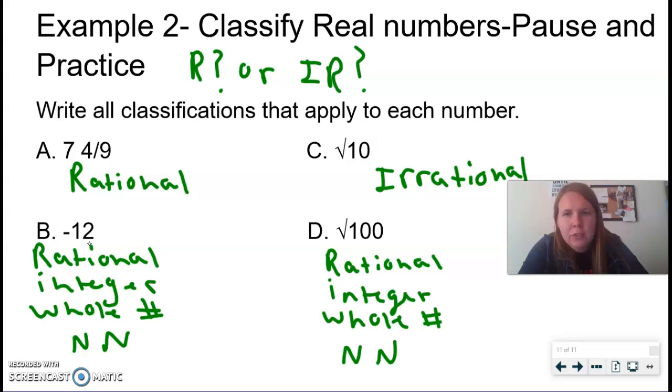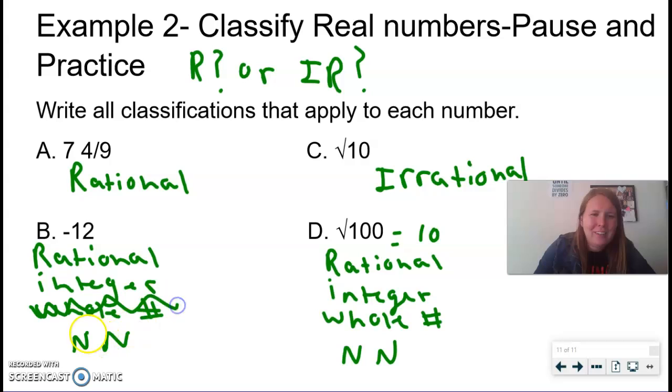C then is the square root of 10. That's not a perfect square, so it's automatically irrational. And D is a perfect square. It is the square root of 100, which equals 10. 10 then is a rational number. It's an integer. It's a whole number. And a natural number. Oh, I messed up B. It should not be whole and natural. Because it's negative, it should only be rational and integer. Whole numbers are 0 and up, and natural numbers are 1 and up.